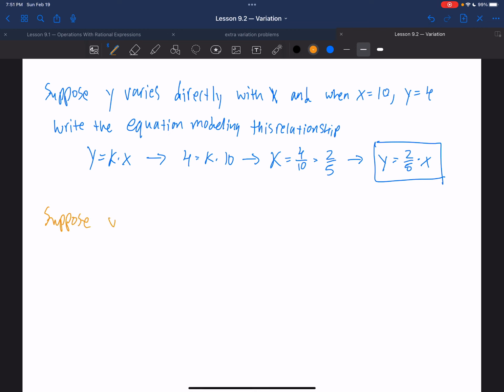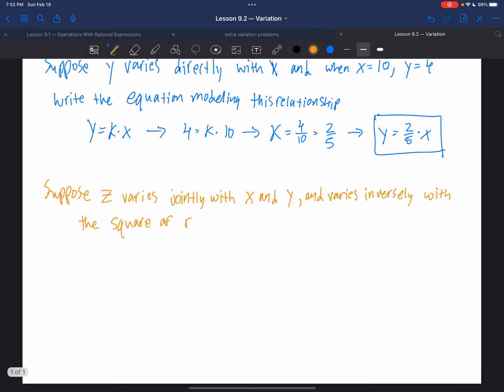Suppose z varies jointly with x and, let's say, x and y, and varies inversely with the square of r. I don't know, I just came up with a letter.